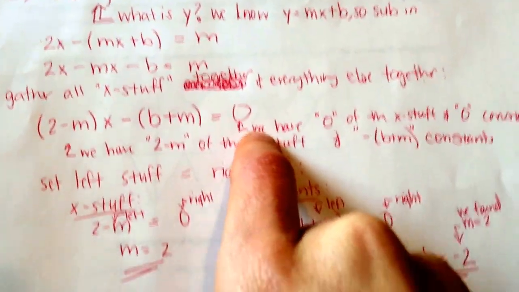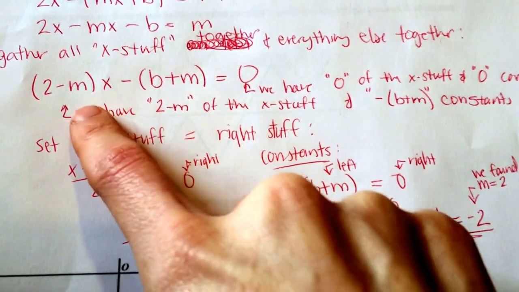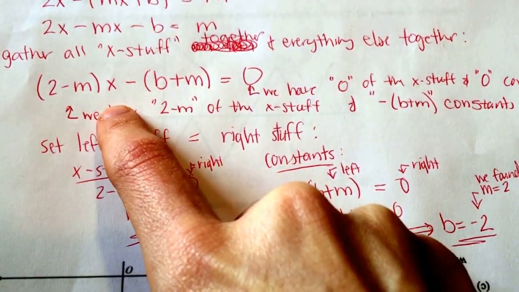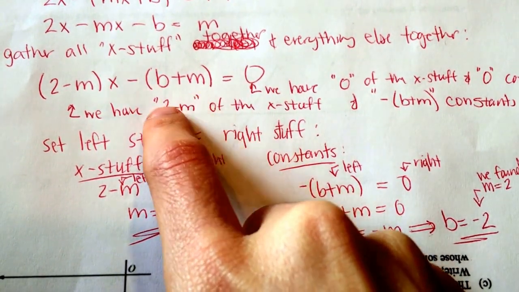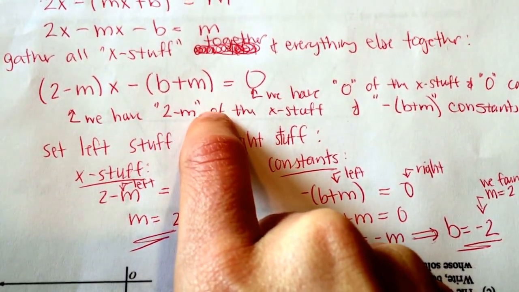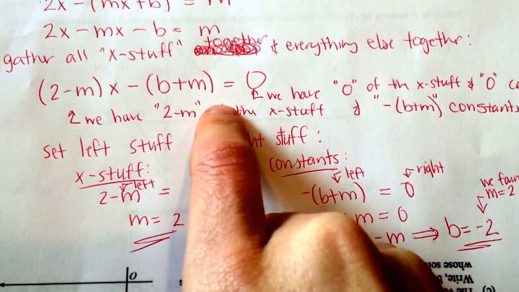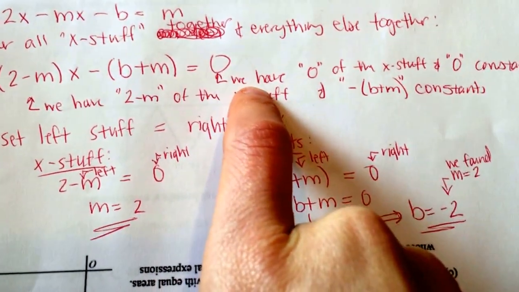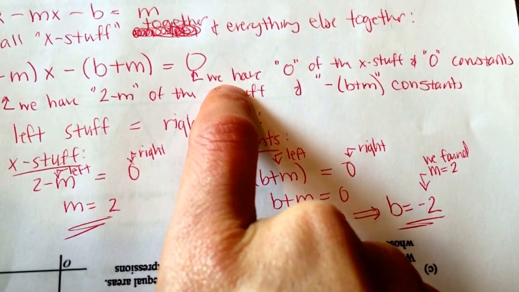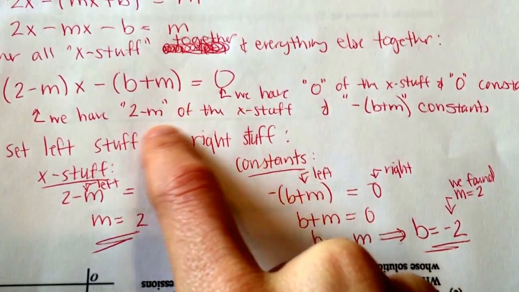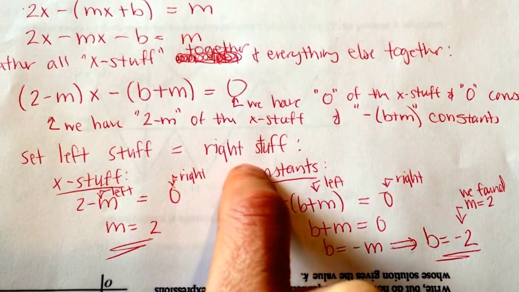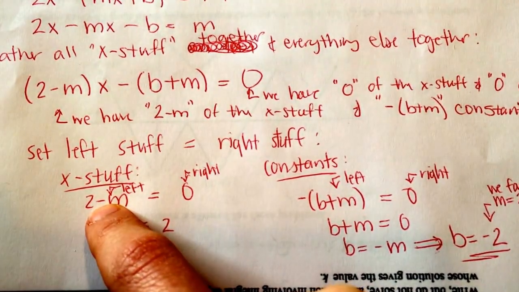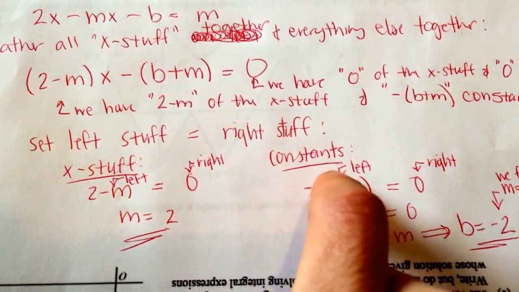So now you're going to set the left equal to the right. On the left side, you have 2 minus m of the x stuff, and you have negative b plus m of everything else, which would be a constant. Now on the right side of this equation, we happen to just have a 0. That means we have 0 of the x stuff and 0 of the constant stuff. Now you're going to set the left side equal to the right side. So what I mean is do all the x stuff, make the left equal to the right, and all the constant stuff, make the left equal to the right.